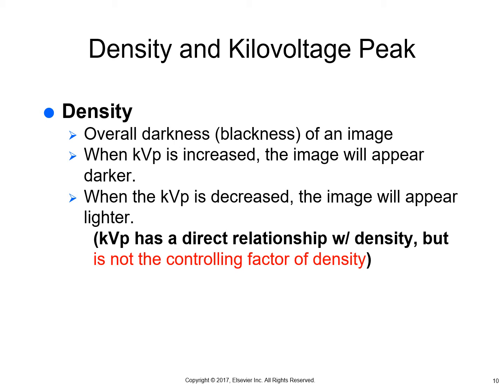So when kVp is increased, the image will appear darker because it gives those electrons or X-rays more power, more penetrating power. So kVp does slightly increase density, and it will make the image appear darker. If you turn down kVp, the image will have the opposite effect and appear lighter. So kVp does have that direct relationship with density, but it is not the controlling factor of density. If we want to control density, we are not going to change our kVp. We would change our time or our mA. kVp is used to control contrast.